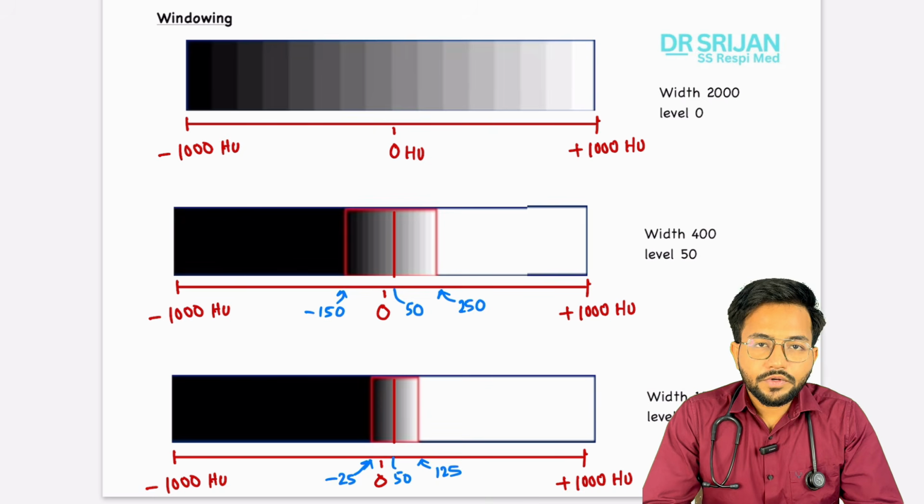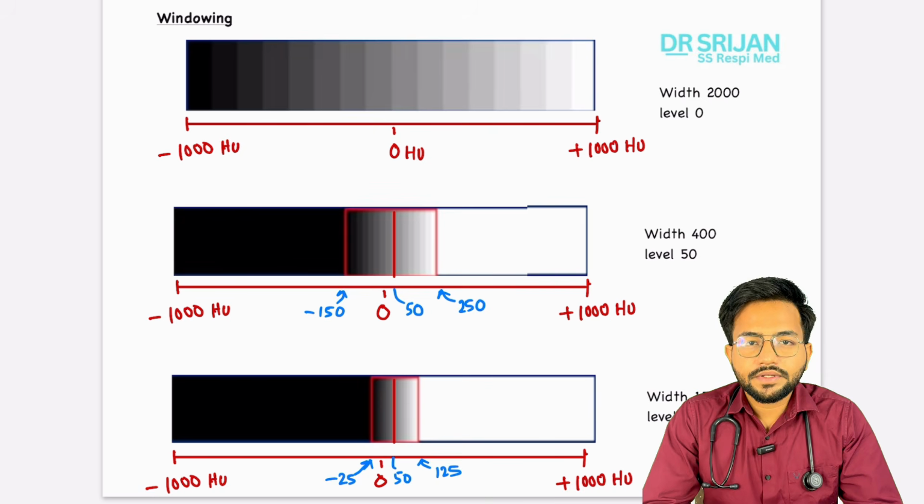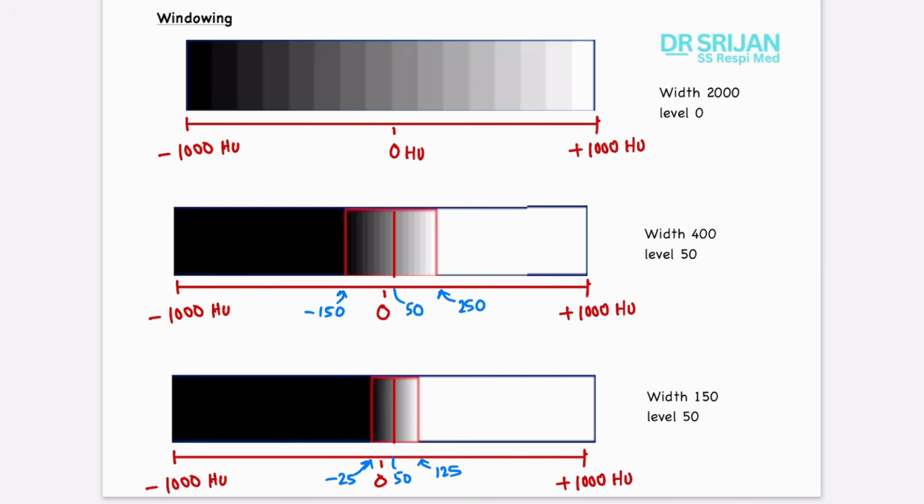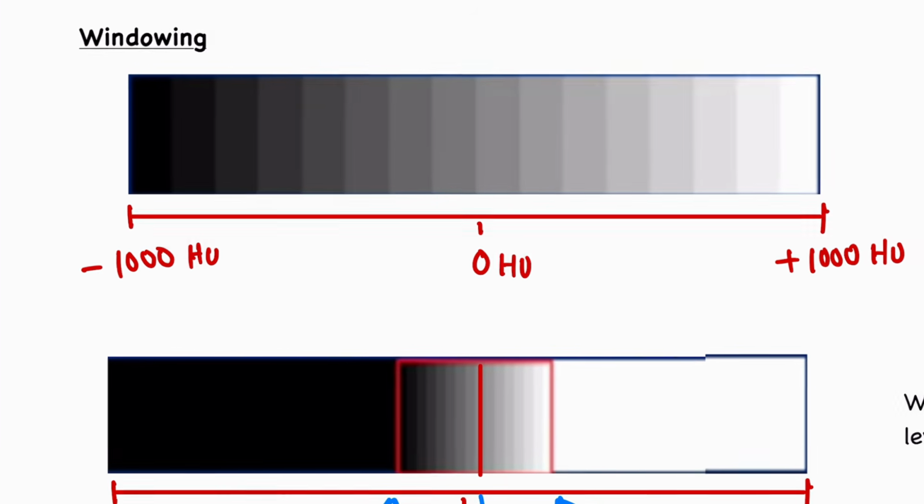Now I want to talk about a very important concept in CT scan, that is windowing. Tissue density in the human body generally ranges from minus 1000 Hounsfield unit to plus 1000 Hounsfield unit, minus 1000 being air, plus 1000 being solid tissue, that is bone. Let me show you in this image.